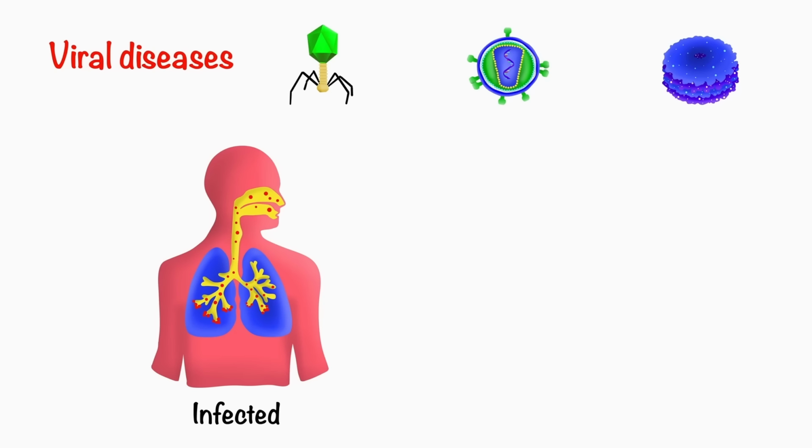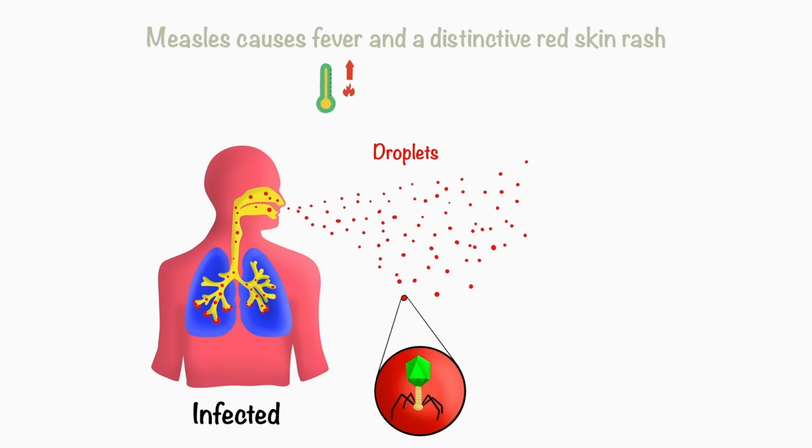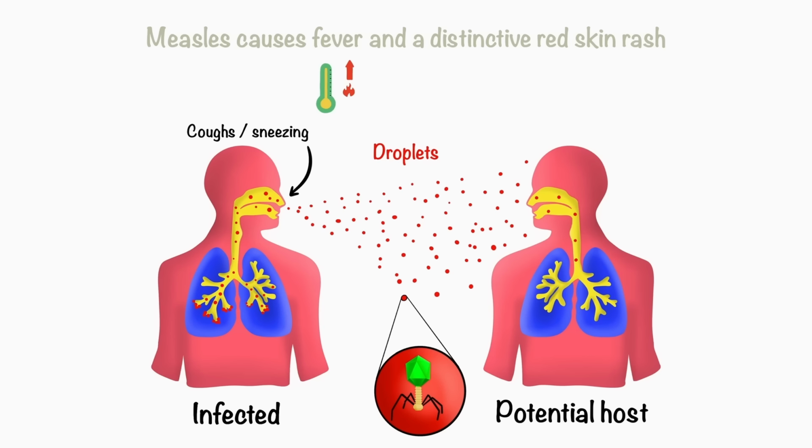Measles is a viral infection that causes fever and a distinctive red skin rash. It spreads through droplets in the air when an infected person sneezes or coughs. These tiny moisture droplets can be inhaled by others nearby. People with measles typically develop a high temperature and a red rash that starts on the face and spreads across the body.